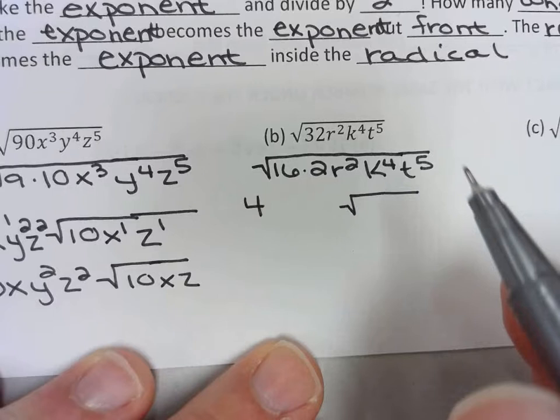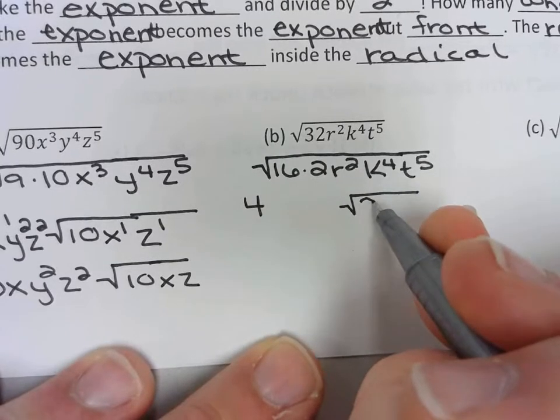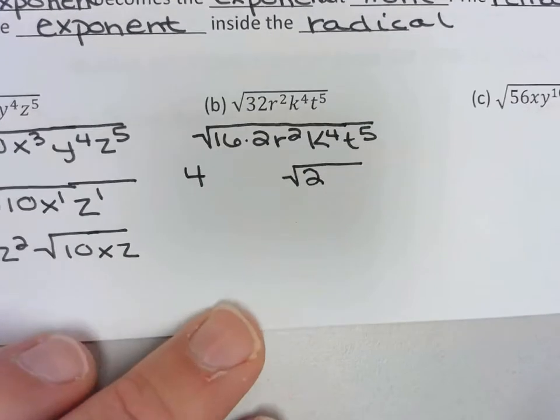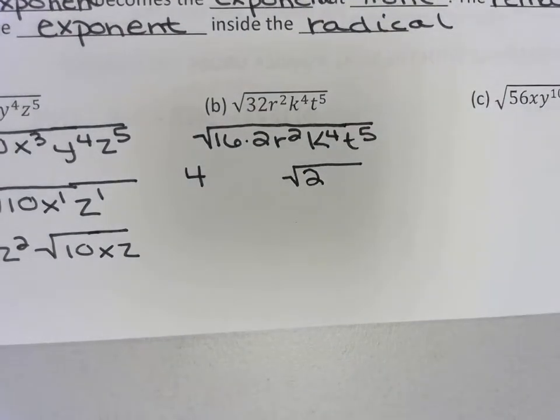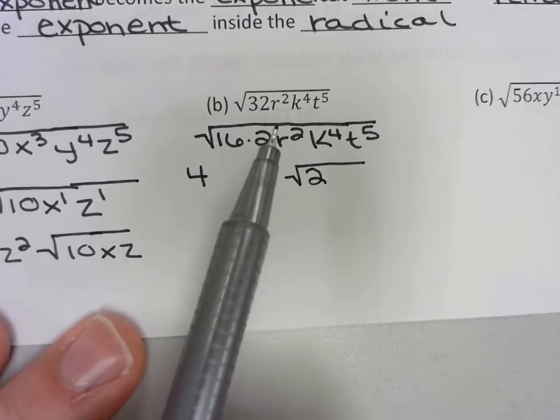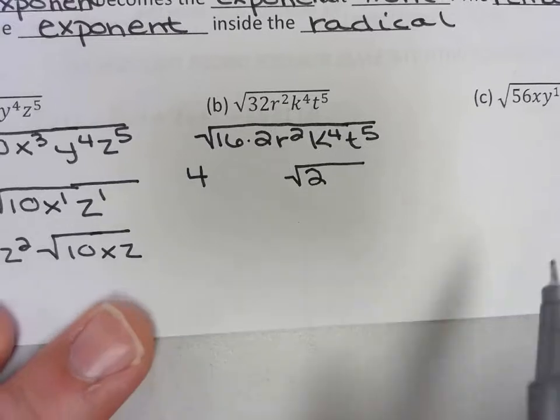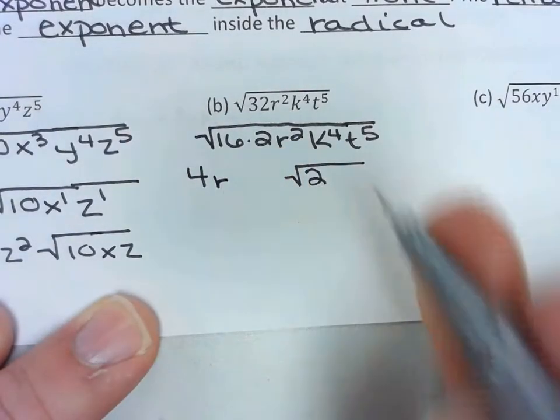Can I take the square root of 2? No. So it's just a 2. And now let's look at my exponents. If I look at my r, you're going to take your exponent and divide by 2. So 2 divided by 2, how many whole times does 2 go into 2? 1. So that becomes my exponent out front, r to the first.